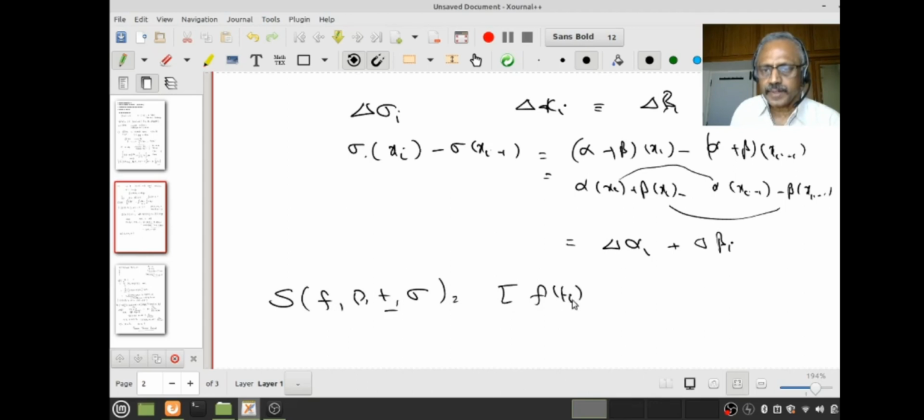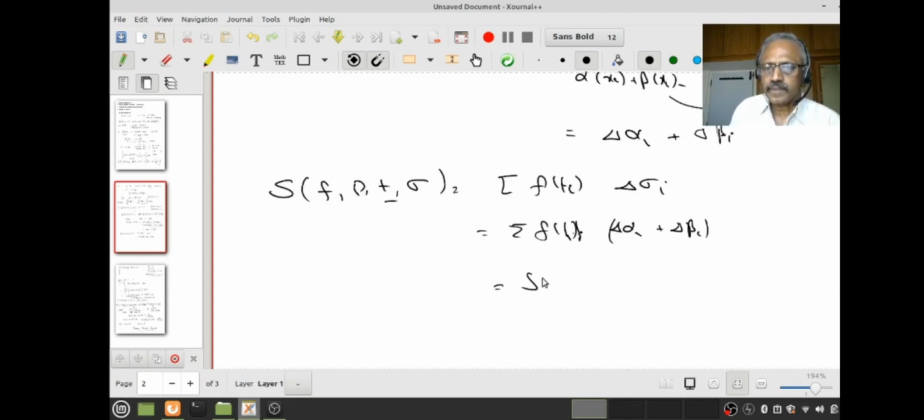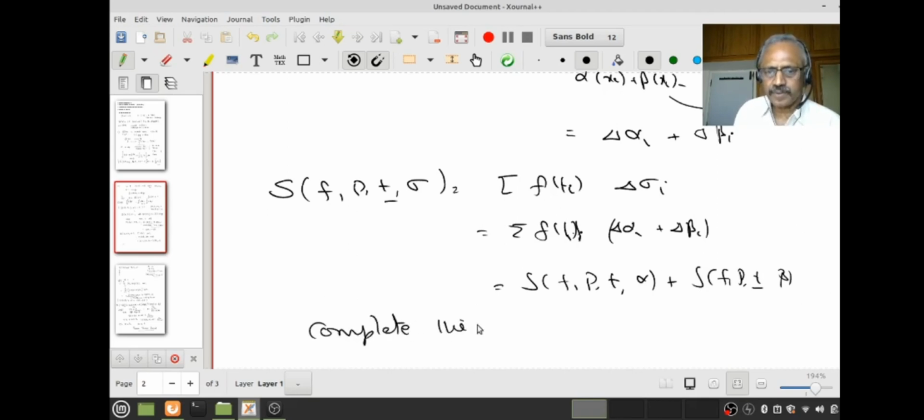f of ti into delta sigma I, which happens to be f of ti into delta alpha I plus delta beta I. But that is equal to the sum of S F p t alpha plus S F p t beta. Now can you complete the proof? Yeah? Okay. I'm sure all of you know how to do that. Exactly similar to the last thing.